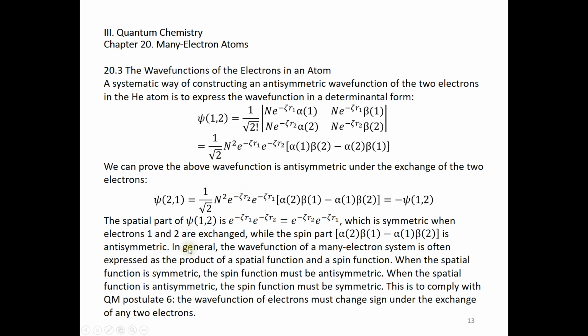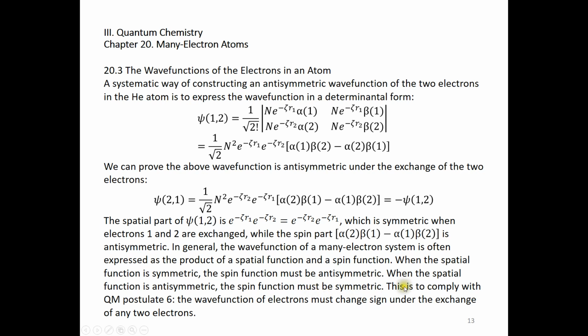In general, the wave function of a many electron system is often expressed as the product of a spatial function and a spin function. Or we can say the spatial part or the spin part of the wave function. When the spatial part is symmetric, the spin part must be antisymmetric. When the spatial part is antisymmetric, the spin part must be symmetric. This is to ensure the total wave function as a product of the spin part and spatial part is antisymmetric.